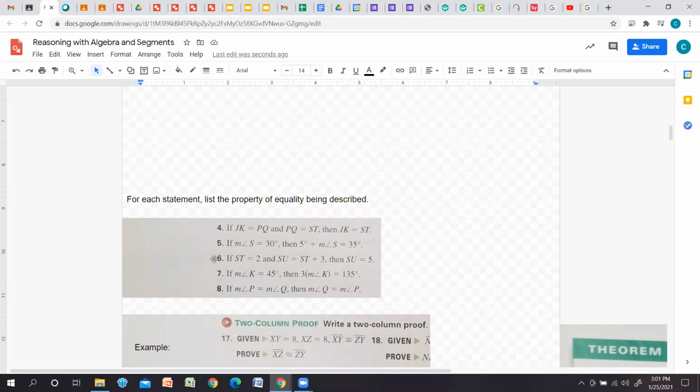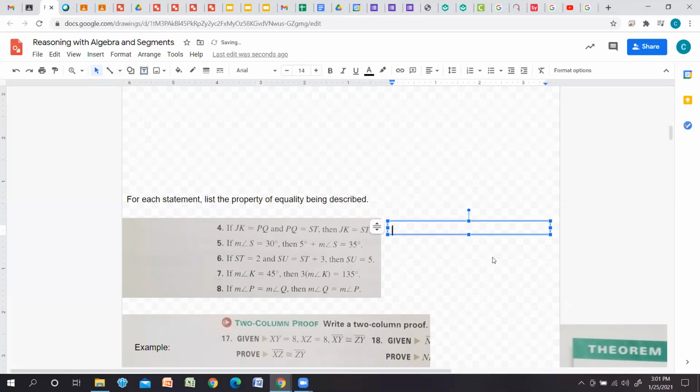Down here, there's some more application. With this, you just state the property for each statement. For example, I'll just answer the first one. If JK equals PQ and PQ equals ST, then JK equals ST. What property is that? Well, they both equal PQ, so they're equal to each other. That's the transitive property of equality. Then you're going to go through each one and describe what property seems to be used there. So that's for algebra.